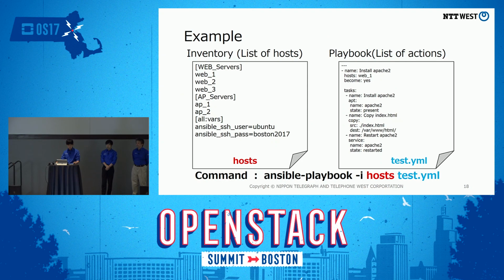Then, I'd like to show samples of inventory and playbook. The left figure is an inventory. In inventory file, we have to write host names or IP addresses. Host names have to be resolved by DNS or local host file. Also, we can make groups of the host. In this sample, we define the groups web servers and AP servers.